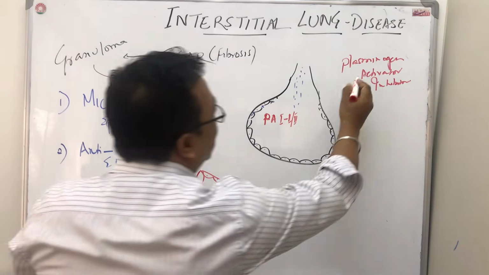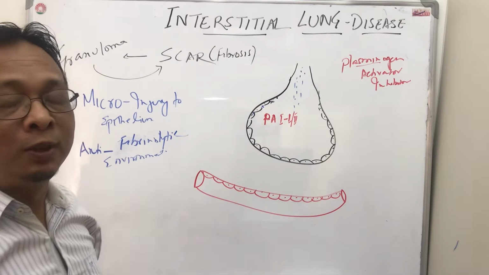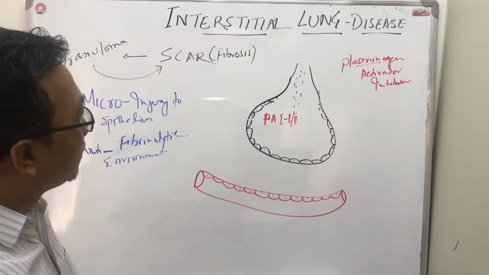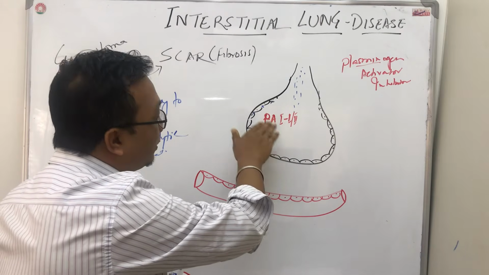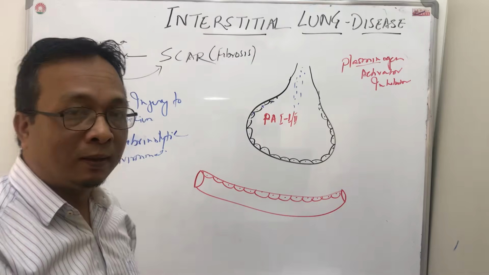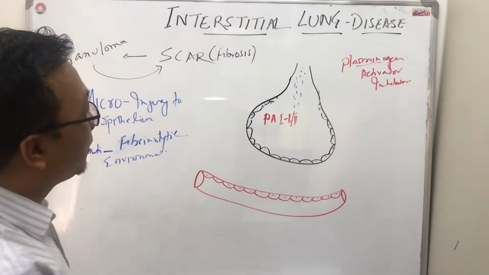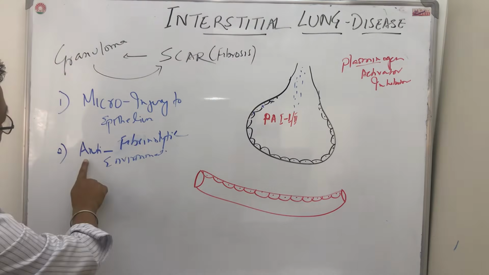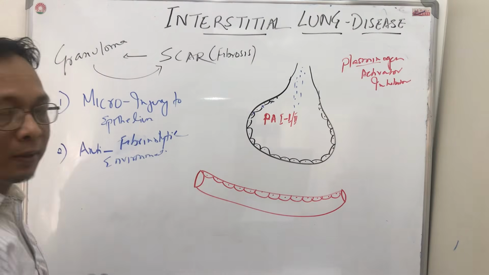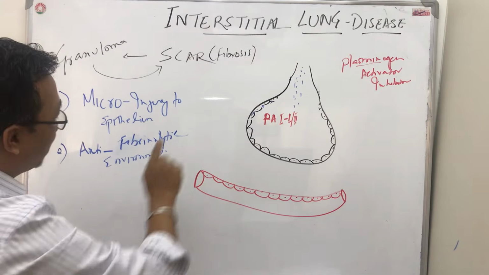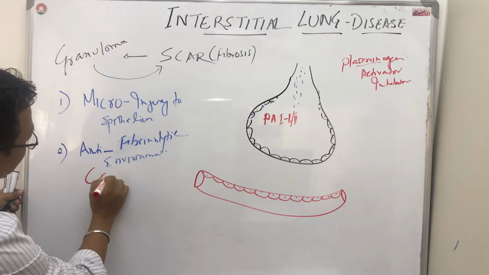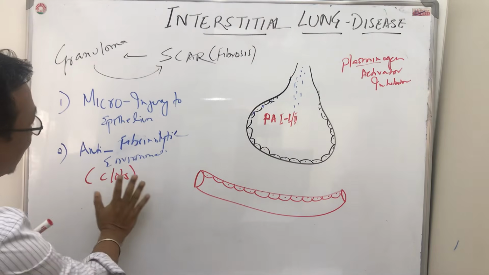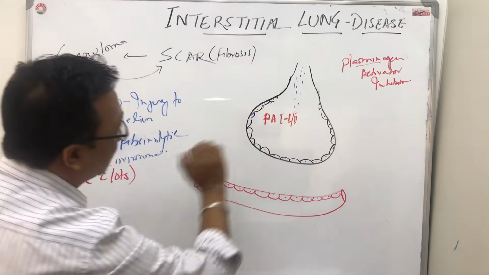As the name suggests, what does plasminogen do? Plasminogen is converted into plasmin, and plasmin clears the clots. Now when the plasminogen activator inhibitor is inhibiting the plasminogen activator, what will happen? There will be formation of multiple clots here. This is called an antifibrinolytic environment, which leads to formation of multiple clots. So this is one thing that happens here.